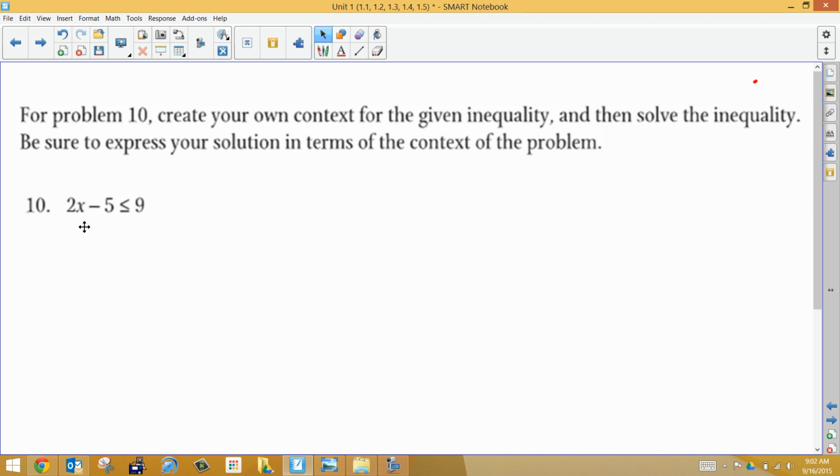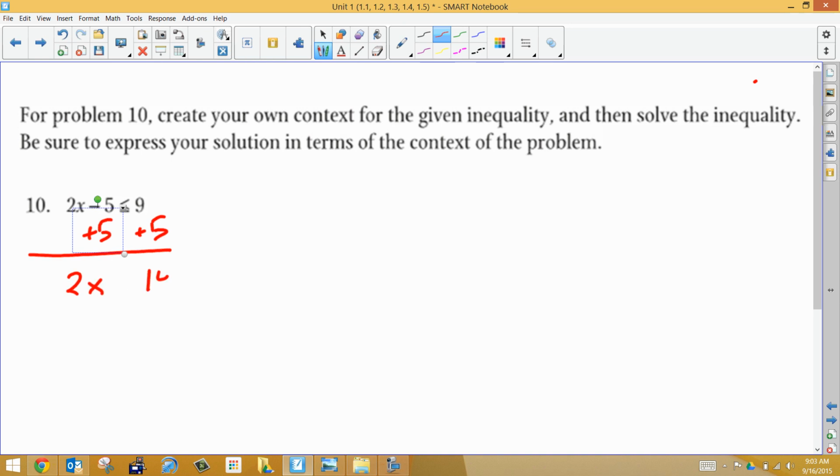Okay, so the first thing I'm going to do is make sure I understand the math. So I'm going to go ahead and solve the inequality here. To do that, I'm going to move this term to the other side. So we have 2x compared to 14. We're going to show division to undo multiplication, and we get 7. And notice, did I multiply or divide by a negative? I did not. So x has to be less than or equal to 7.